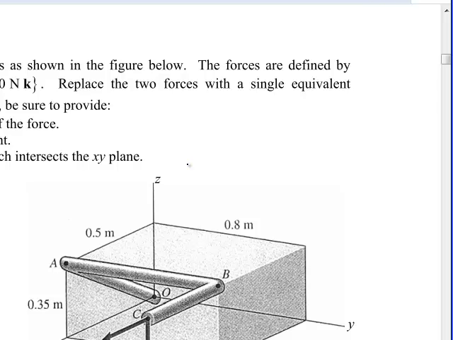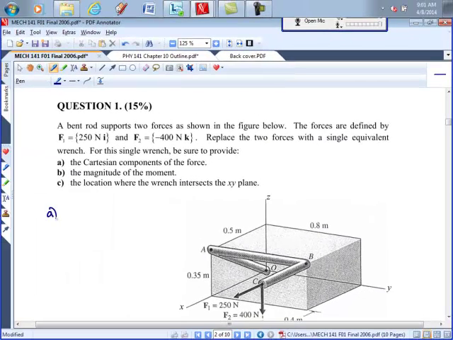Right, so part A is actually the easiest one. I only have 2 forces to sum, and they're already along the axes, so if I add those 2 forces together, I'm going to end up with 250 i hat minus 400 k hat newtons. Okay. Now it gets more difficult. Now we need to find the magnitude of the moment, or rather the Cartesian vector for the moment. How are we going to find the moment?